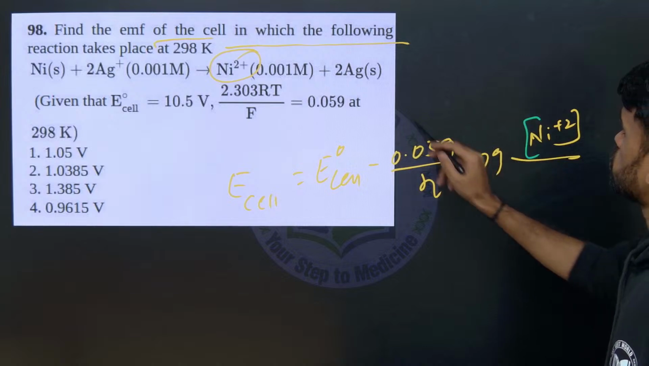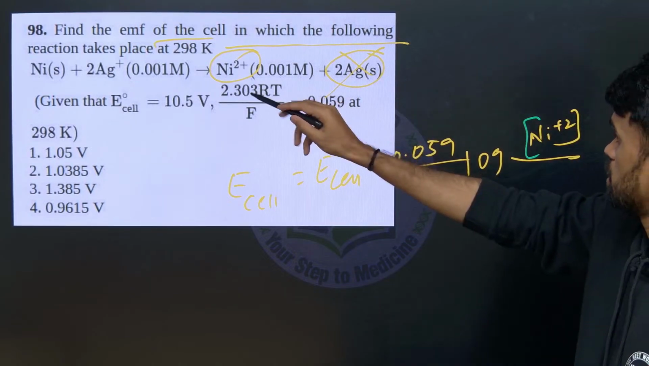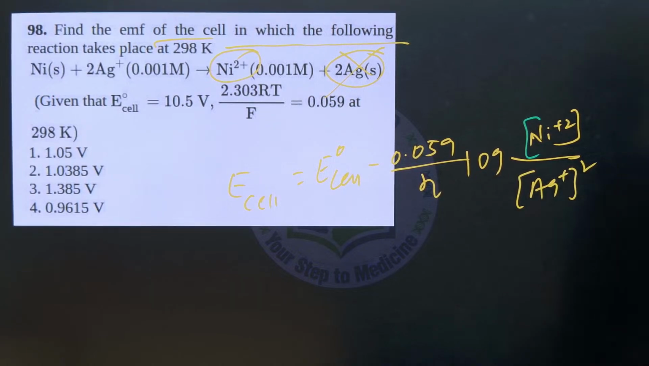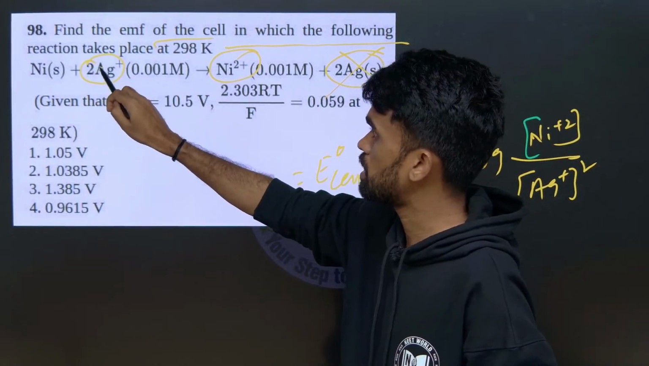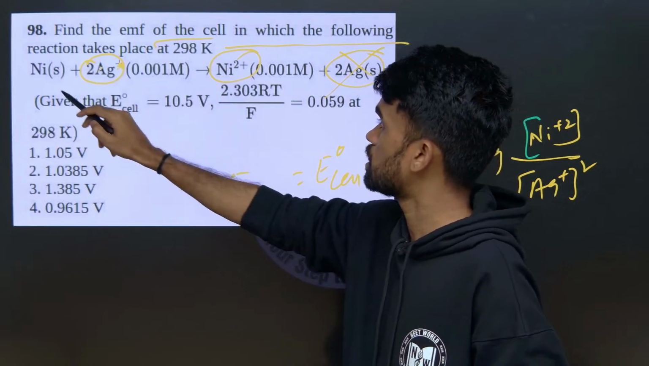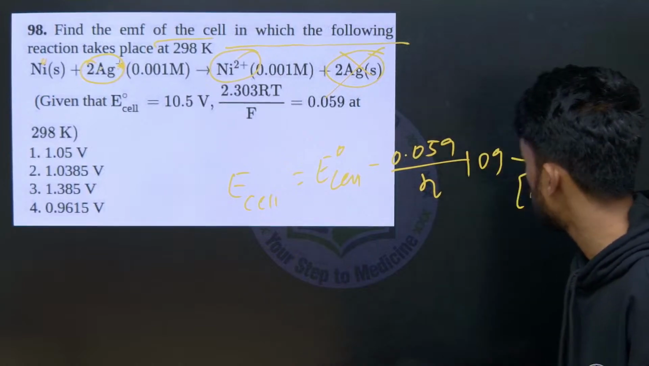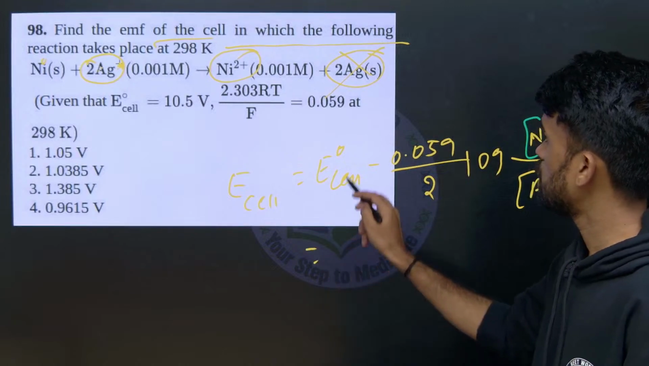Only ionic forms you should take, solid forms you ignore, activity is 1 for them. And on the reactant side, Ag plus squared. Now how many electrons are changed here? Ag is +1, but there are 2 ions, so it means 2 electrons. Here nickel 0 converts into +2, so 2 electrons are changed. Therefore the n value is 2. Again, what is the E naught cell value mentioned?